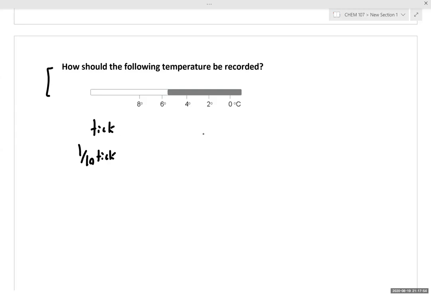Yep, the value of a tick mark is 2 degrees, exactly right. And we'll discuss this example in another minute.